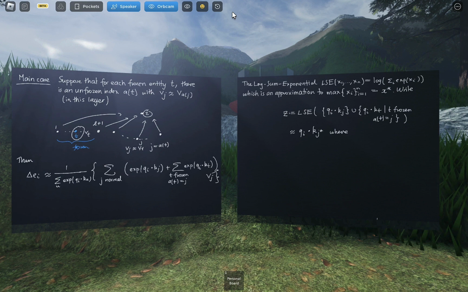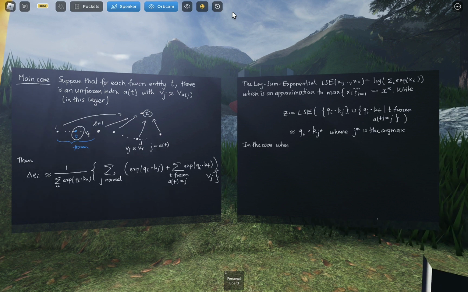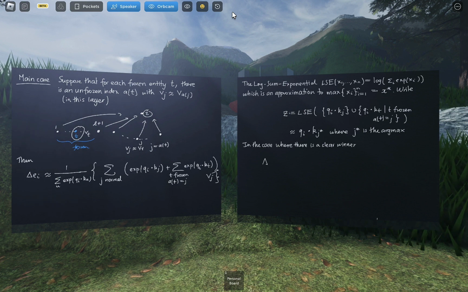So that's my second hypothesis, that in any given update, maybe that's one of the unfrozen entities, right? Has the largest dot product and it's separated from the others. Or maybe it's a frozen entity. So in the case where there's a clear winner, the gradient update looks like this.